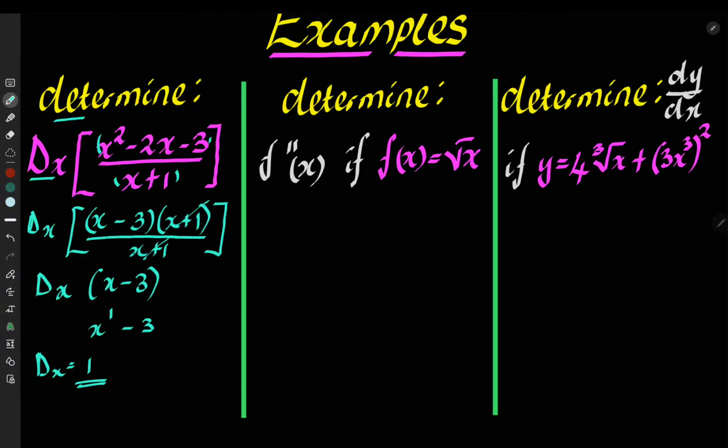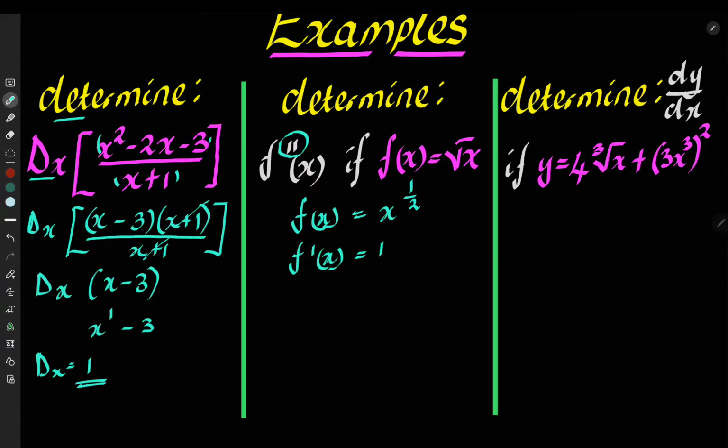Now, in the second example, we are asked to determine, you see here, that is the second derivative. So you differentiate 2 times if f of x is equal to the square root of x. Now, what you want to do first, remember we said in the previous slide that you cannot differentiate when it's under a square root. So one thing that you want to do is convert that to a power. So that will be f of x is equal to x to the power a half, using the laws of indices. So then you can go ahead now and differentiate that.